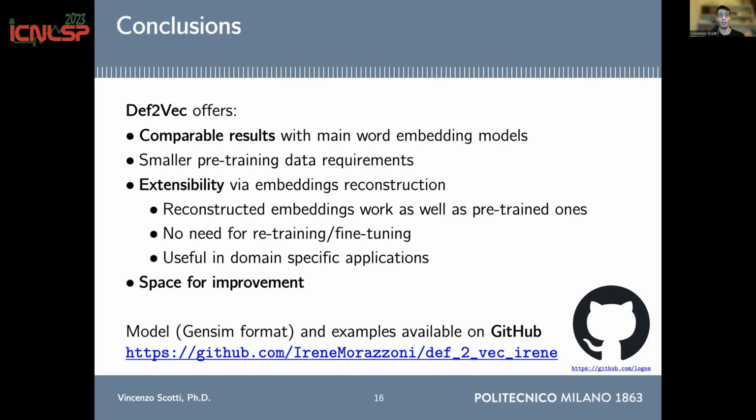The extensibility via embeddings reconstruction works well. So the results were almost identical between the entire model, the full model, and the one with reconstructed embeddings. And the extensibility process works without the need for any retraining or fine-tuning. And this makes it also applicable in some domain-specific applications where we have very rare terms that have their own definition, or terms that are used with an overloaded meaning in text. And we have also space for further improvements. I'll get to that in a moment.